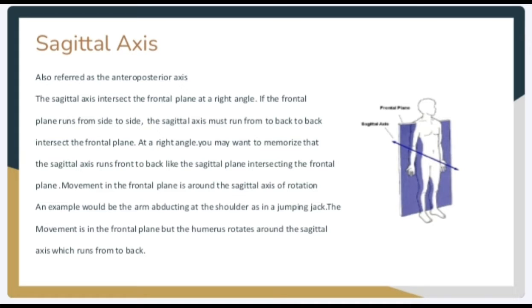Movement in the frontal plane is around the sagittal axis of rotation. An example would be the arm adducting at the shoulder, as in a jumping jack. The movement is in the frontal plane, but the humerus rotates around the sagittal axis, which runs from front to back.